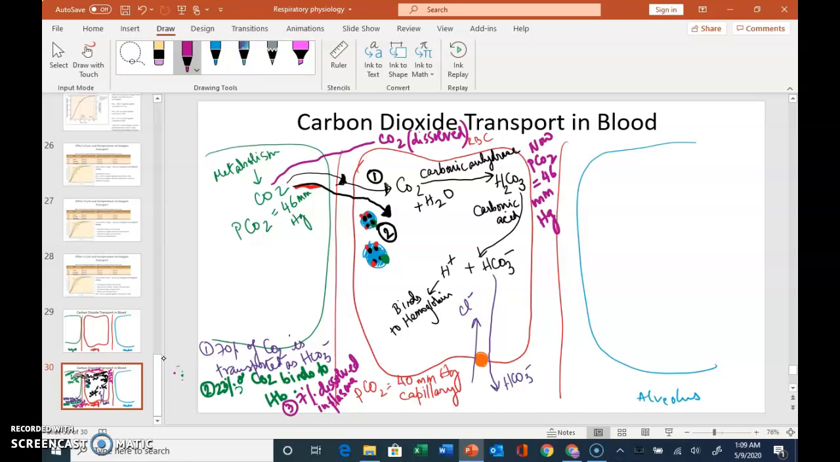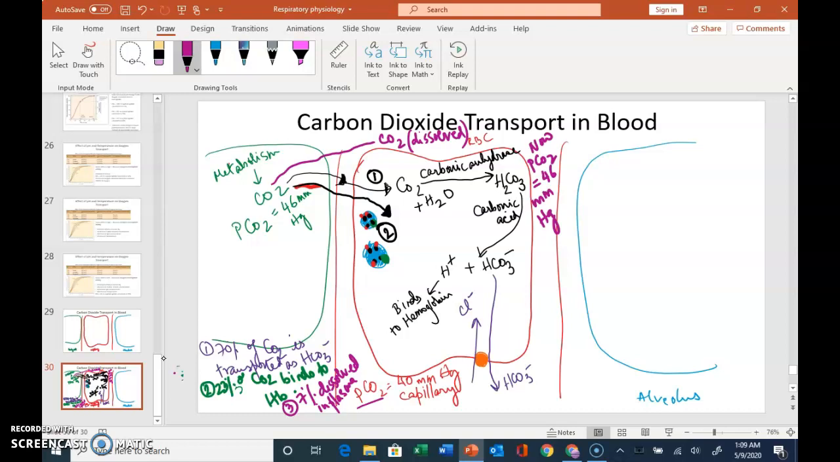If you look into the capillary at that point, the partial pressure of carbon dioxide is about 40 millimeter of mercury. Right here. So there is a pressure gradient, right? We have 46 in the body cell and 40 in the capillary. Therefore, carbon dioxide will leave the cell and diffuse in the plasma. However, it doesn't stay in plasma. Carbon dioxide gets into the RBC.